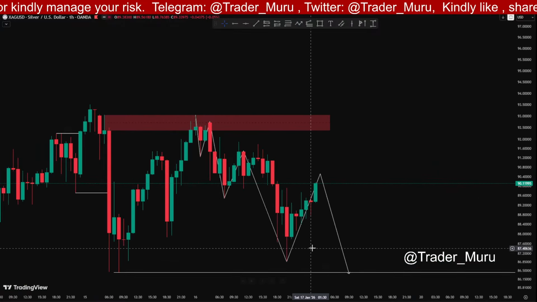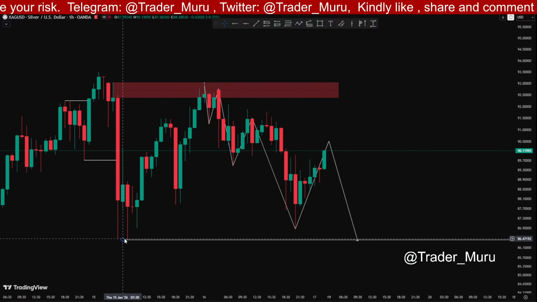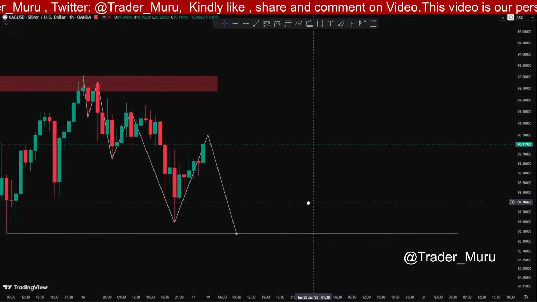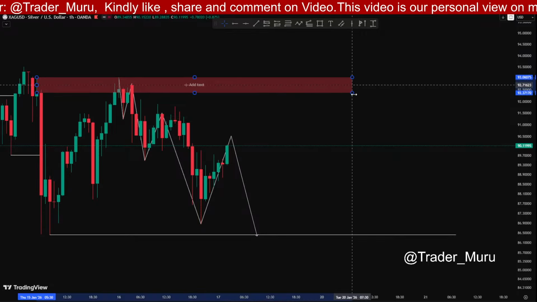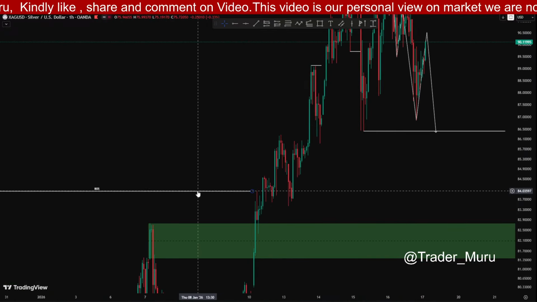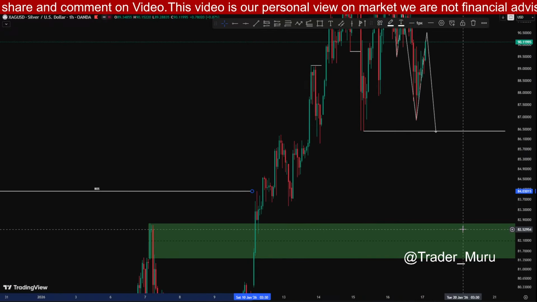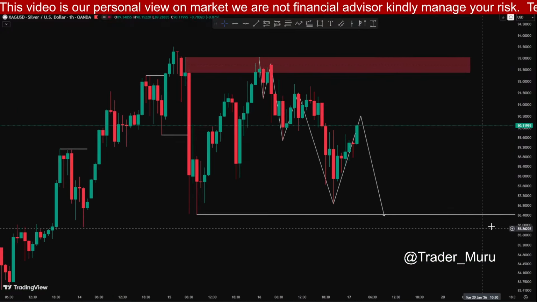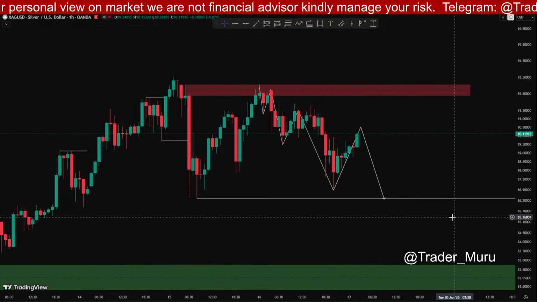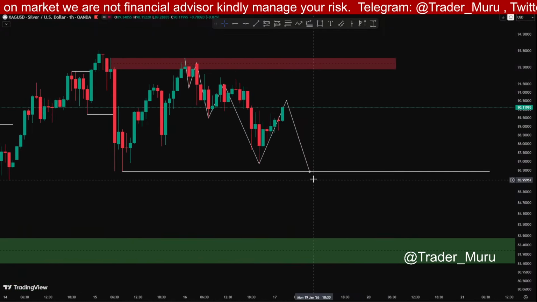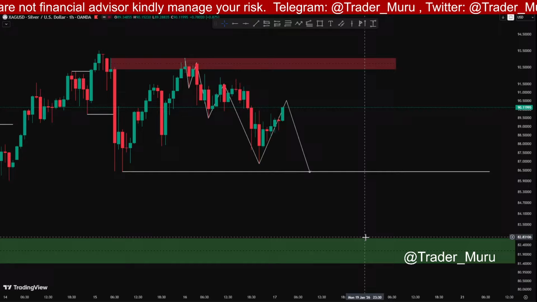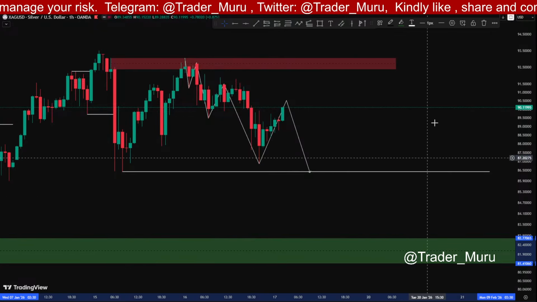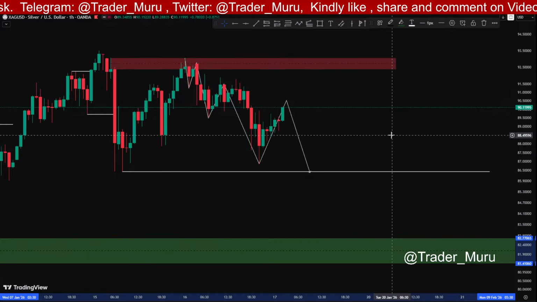So the first target for the drop will be the recently created low here around 86.42. Then our next target will be this daily time frame high around 84, then 82.7. So silver is bearish right now, and we will be watching for more drop towards these areas. After these areas, we will be watching for buy again.